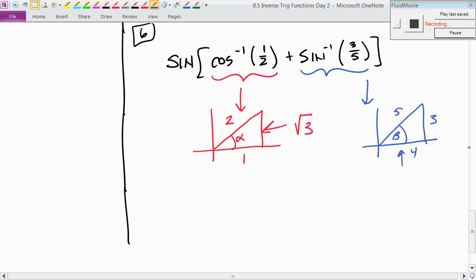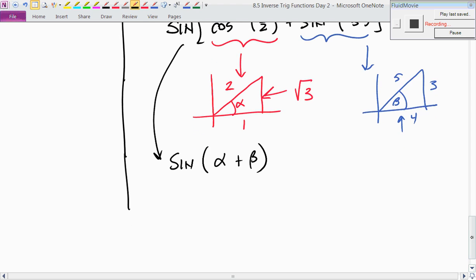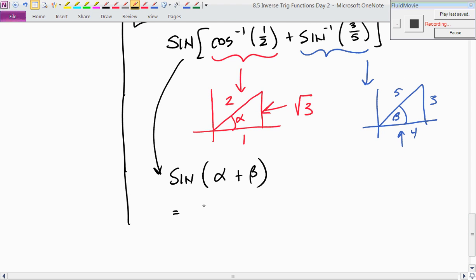Okay? Once you've got your pictures for your individual inverse sines and cosines, here's what you do. You rewrite this as the sine of the angle alpha plus angle beta. And that looks familiar, doesn't it? Okay? So then, it's the sum and difference. So that's going to become sine alpha times cosine beta plus sine beta cosine alpha. That's why you've got to draw the pictures first.